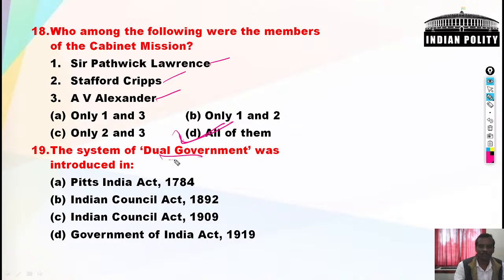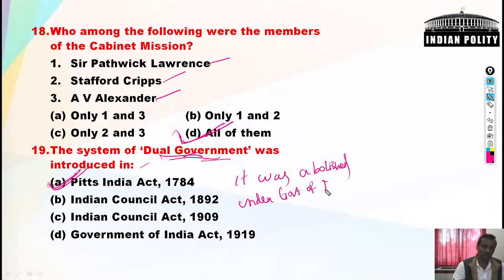The system of dual government was introduced in Pitt's India Act 1784. Okay, the dual government was introduced by Pitt's India Act 1784, and it was abolished under the Government of India Act 1858. So that is called dual government.